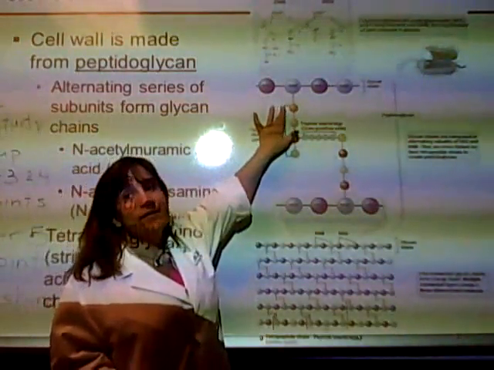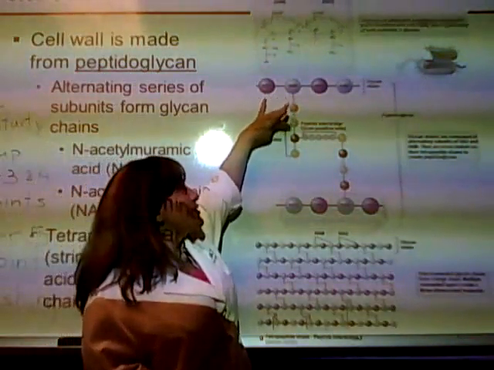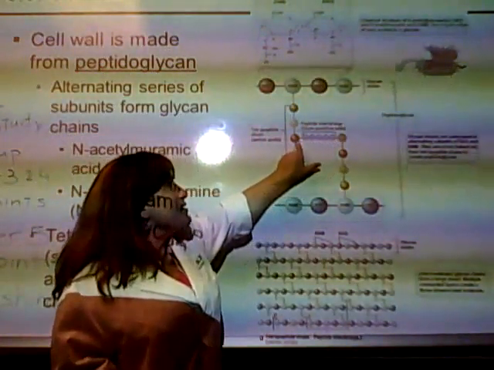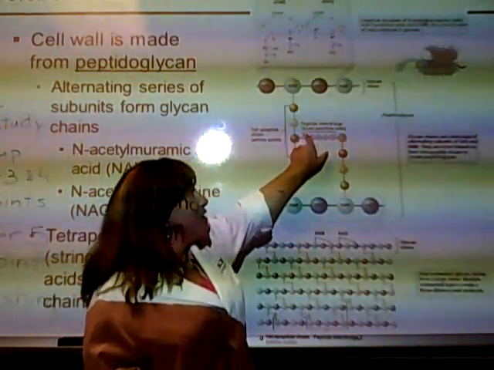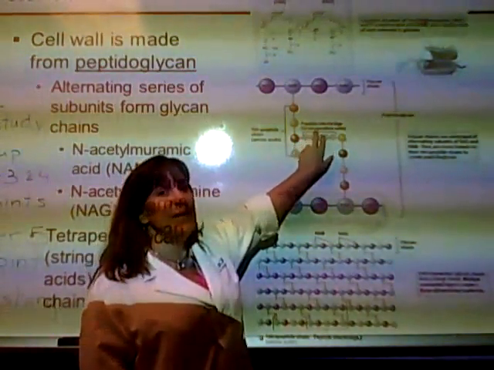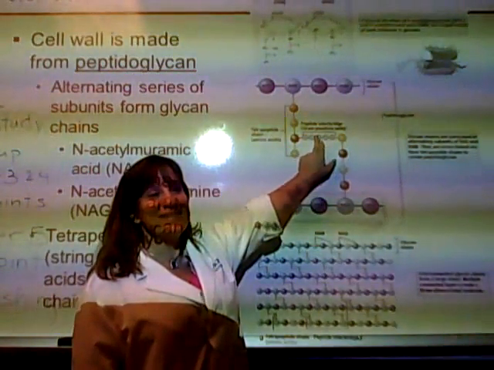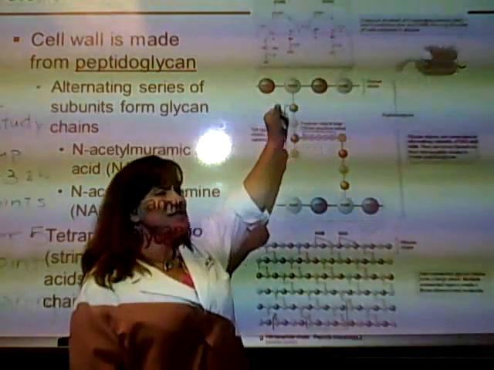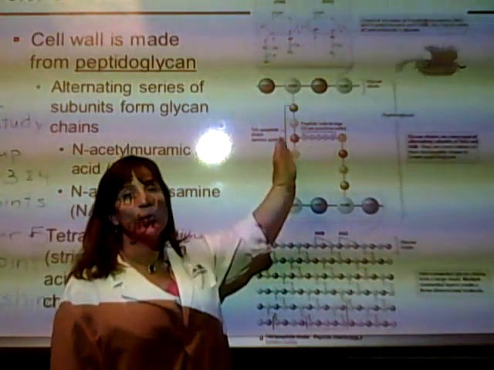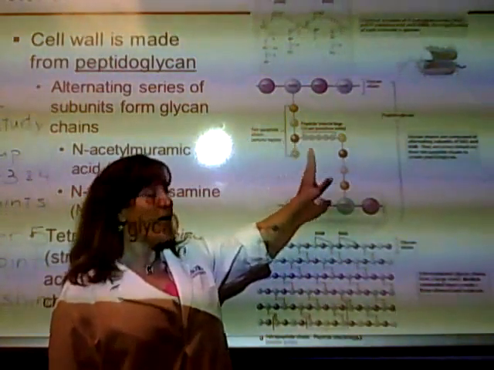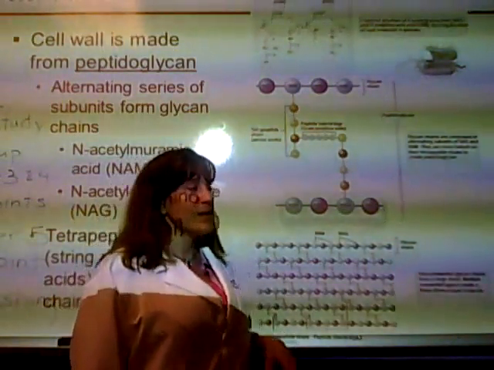So each one of these balls is an amino acid. All right, 4 amino acids, 1, 2, 3, 4, and then they are linked by 5 amino acids. Now look here, what kind of cells are those in? Positive or negative? Positive. Positive, there you go. So you may guess this is going to have something to do with gram-positive bacteria using a certain kind of antibiotic to kill them.